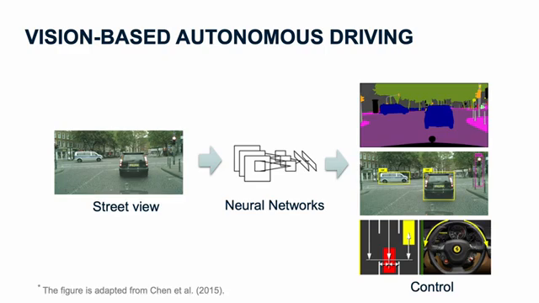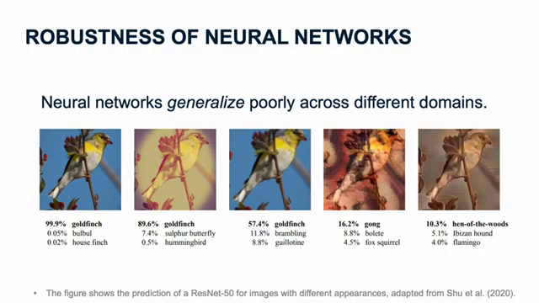You can see some examples here in these images. Here are five images of the same goldfinch bird, for example. You can see clearly that there are different appearances in terms of the images, even though it's the same bird. And as a result, the classification result also varied depending on which image, even though it's the same bird. So this is the well-known robustness problem for neural networks.